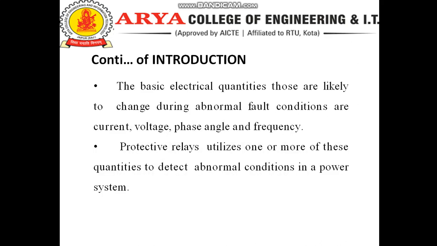In continuation of the introduction, we discuss the basic electrical quantities that are likely to change during abnormal fault conditions: current, voltage, phase angle, and frequency. The protective relay utilizes one or more quantities to detect abnormal conditions in a power system.